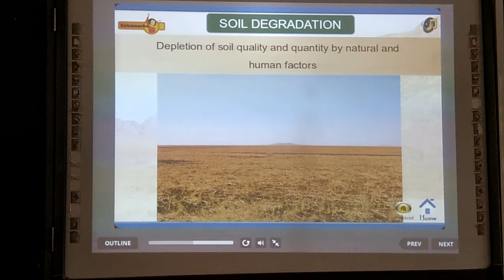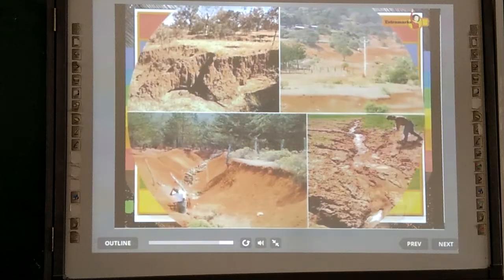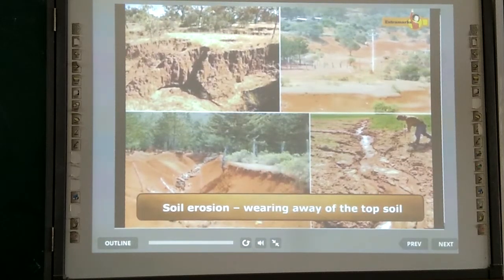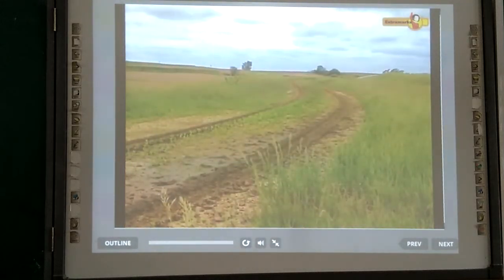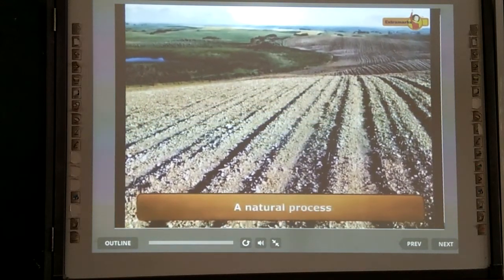Soil degradation, depletion of soil quality and quantity by natural and human factors. Let us explore more about soil erosion through the following animation. Soil erosion is the process of wearing away of the topsoil due to natural factors like winds and floods, or human activities like agriculture and farming practices. It is a natural process.